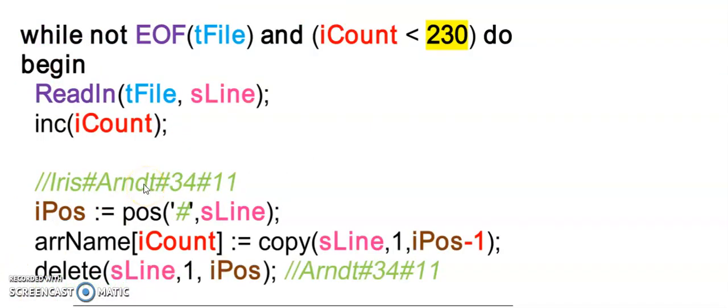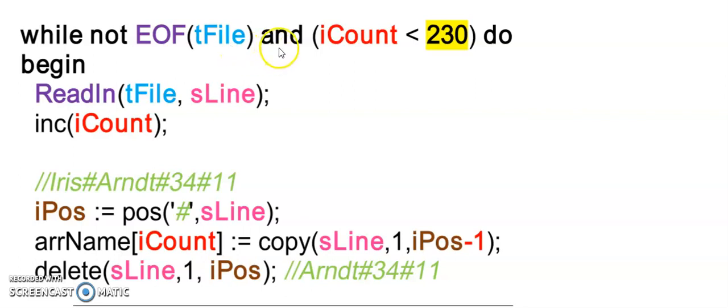Now we're going to use a while loop to read from this text file, and you'll see the while loop starts with while not end of file tfile. That means continue reading from this text file until I've reached the end of file marker. That's really just the end of the text file.